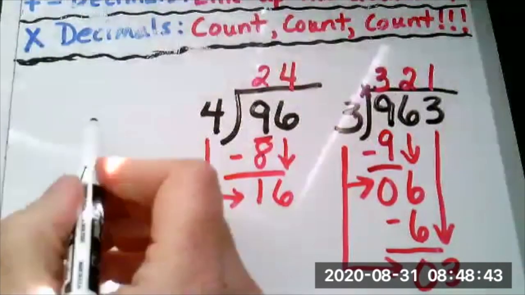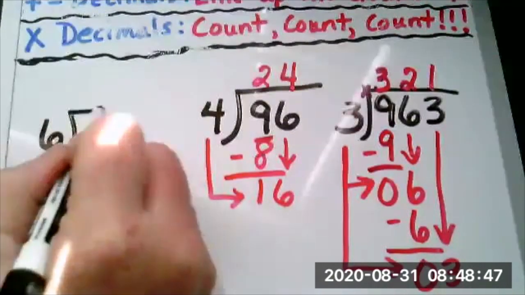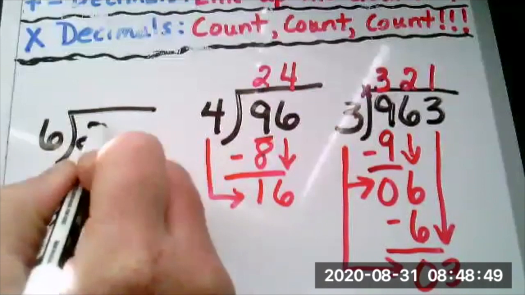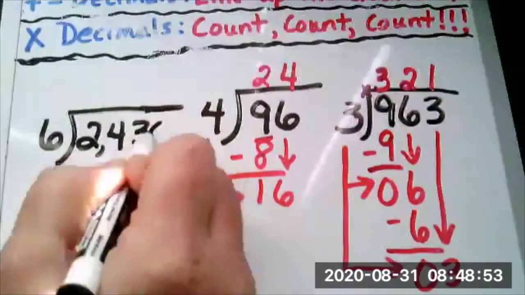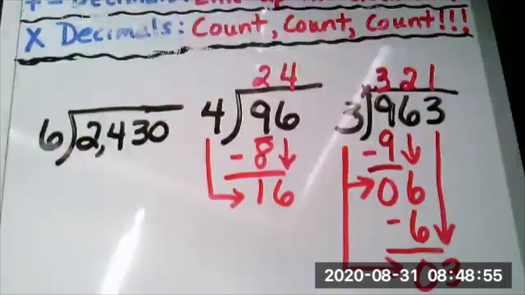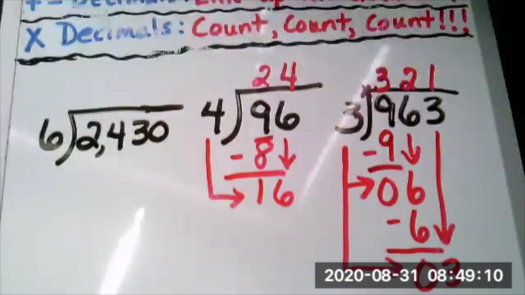All right, let's go. 6 into 2,430. All right, there you go. All right, it's 6 into 2,430.